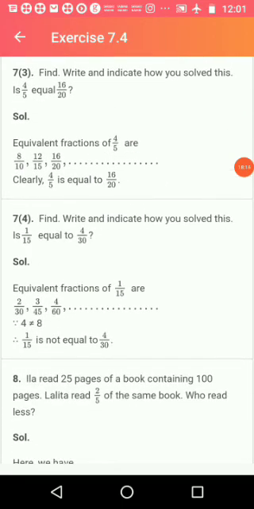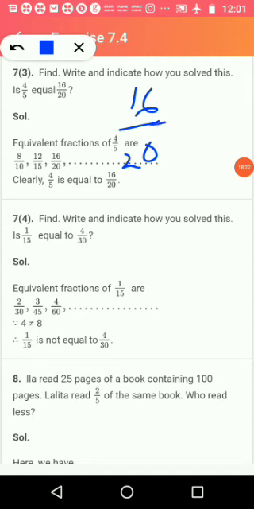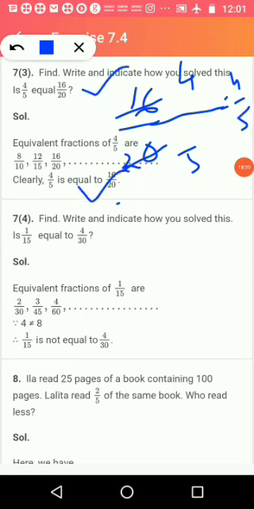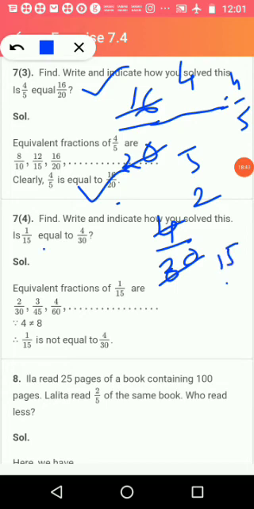4 by 5 and 16 by 20. See, 16 by 20 can be reduced. When I have 16 by 20, cancel it with 4. 4 4s are 16, 4 5s are 20, equal to 4 by 5. So they are equal. 1 by 15 and 4 by 30. 4 by 30, I can reduce it with 2, and here it is 2 by 15. The numerator is not the same, so they are not equal.